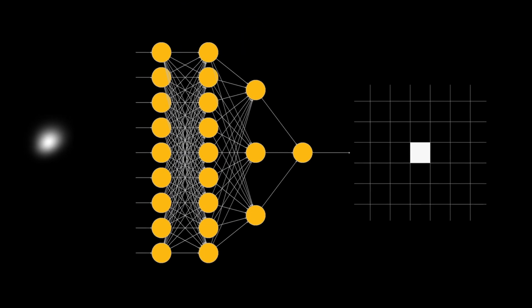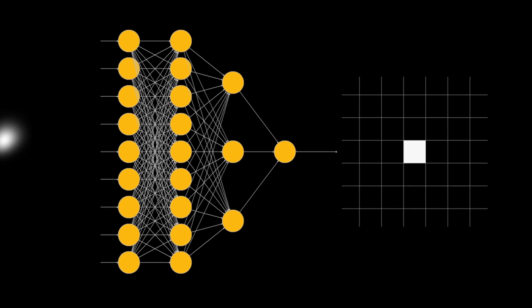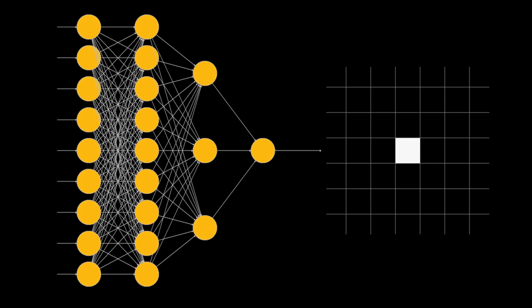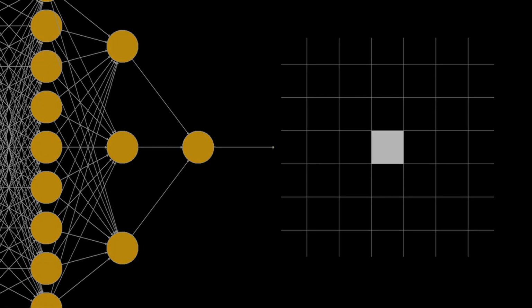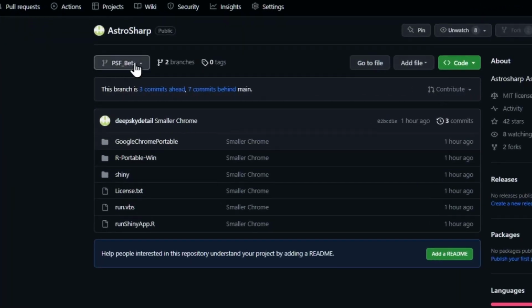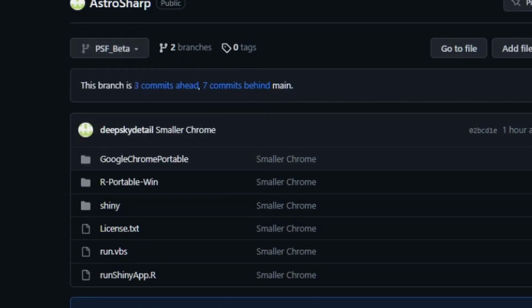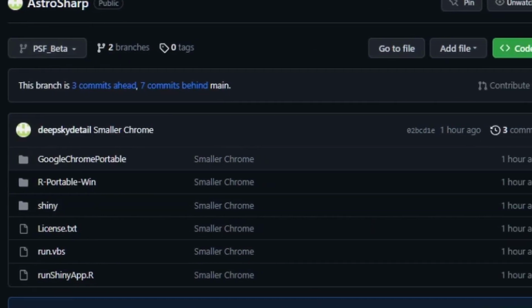The new version is on GitHub right now. The link is in the description. When you go to GitHub, double check that you're on the right branch. In the top left, it should say PSF beta. Click on the green code button and download the file as a zip file.